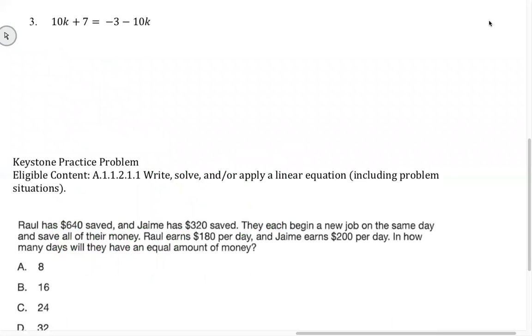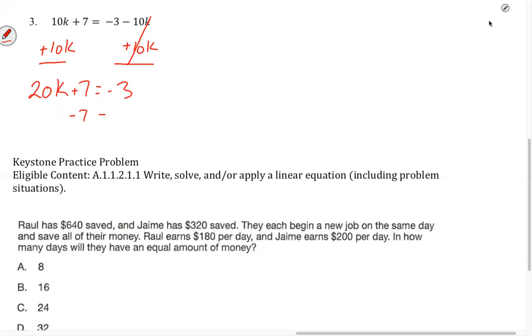Now let's go through number 3. Number 3, I have 10k plus 7 equals -3 minus 10k. So I'm going to move this minus 10k. These cancel because they're opposites, and that leaves me with 20k plus 7 equals -3.